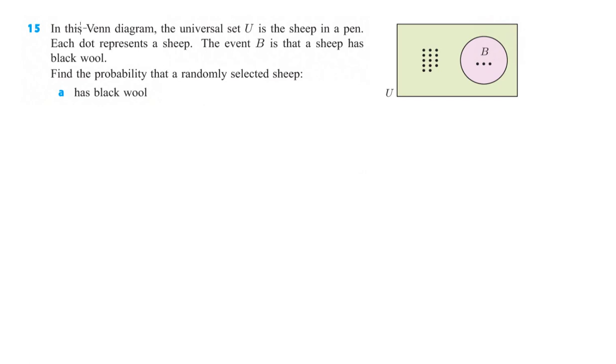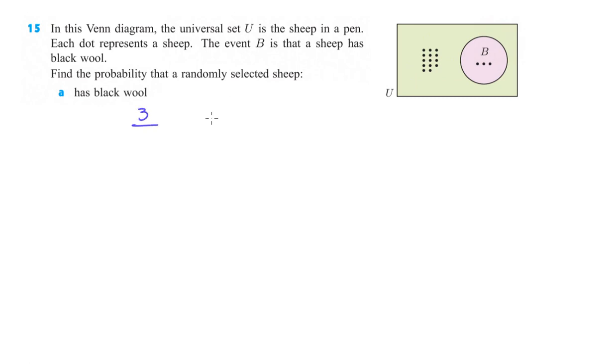Okay, number 15. In this Venn diagram, the universal set U is the sheep in a pen. So all these little dots here are sheep, apparently. Each dot represents a sheep. The event B is that sheep have black wool. So all three of these have black wool, and these three are assumed to not have black wool. Find the probability that a randomly selected sheep has black wool.